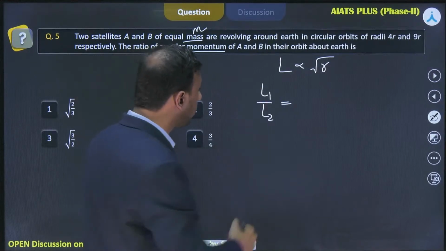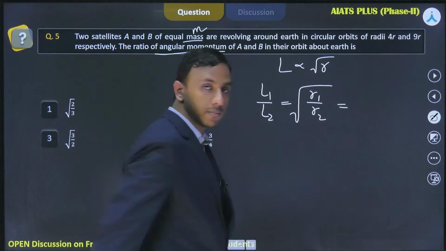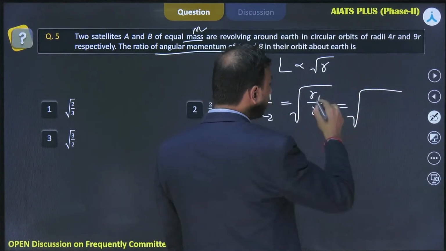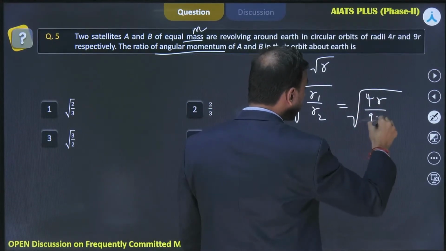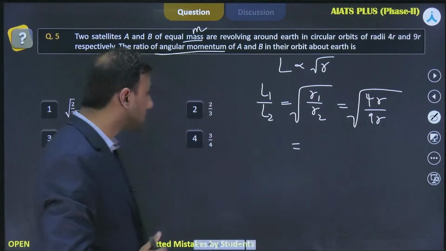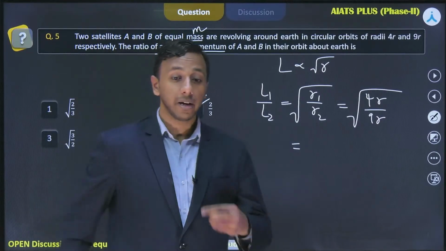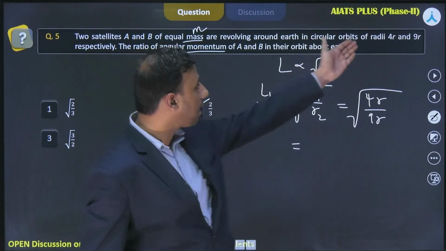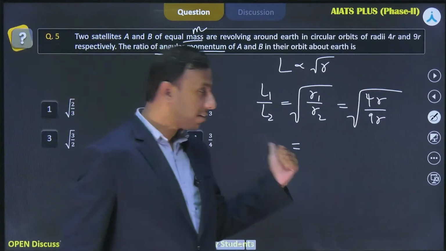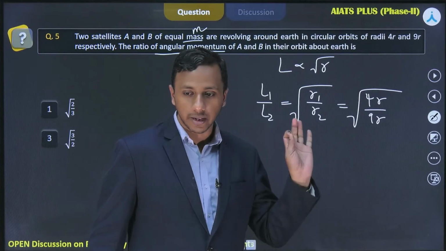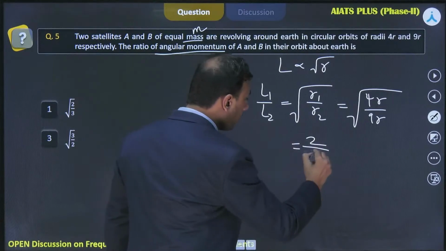So here L1 by L2 would become what? Simply under root of r1 by r2. And if you take the ratio r1 by r2 as 4 over 9, what does it become? 2 by 3, isn't it? Simple. Some students might make the mistake that L is equal to mvr, so the answer should be 4 by 9. In fact, it's not given in the options, but if 4 by 9 had been given, some students would directly tick that answer. So please don't make that mistake. The answer would be 2 by 3 over here.